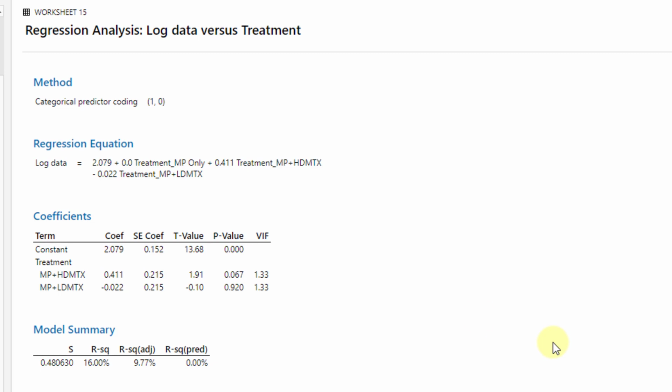You will also get the same thing, that you can see here the treatment MP only has a coefficient of 0. It means that it doesn't have any effect on the response variable. The treatment MP plus HD MTX has a positive effect on the response variable, while the treatment MP plus LD MTX has a very minute negative effect on the response variable.